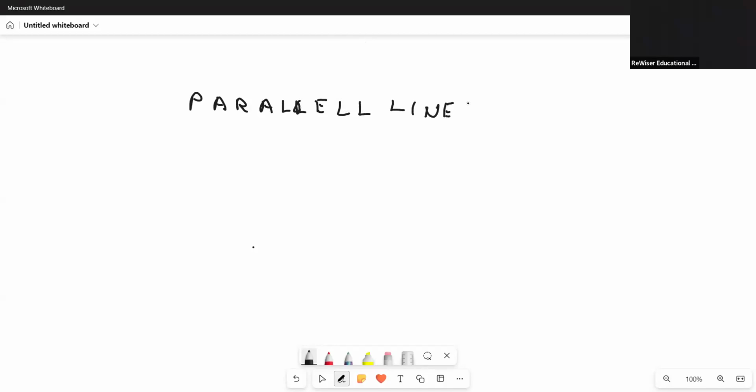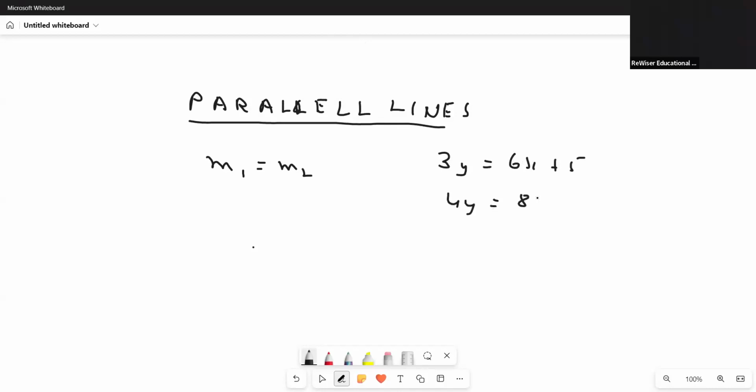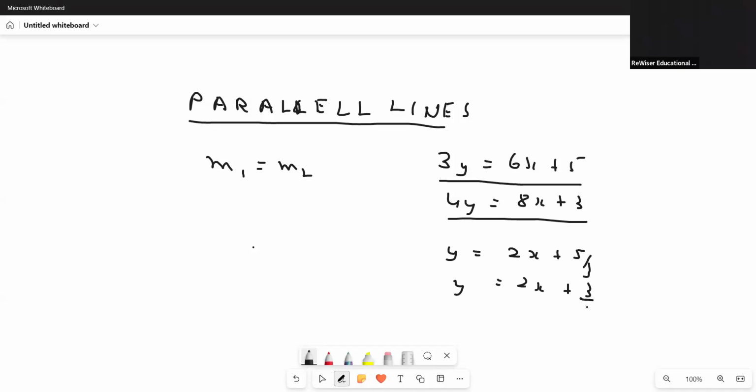So, if I talk about parallel lines, the most important part is that the slope of the two lines has to be the same. That literally means if I ask you whether the line 3y = 6x + 5 and the line 4y = 8x + 3 are parallel, you have to make y the subject. The first line becomes y = 2x + 5/3. The second line becomes y = 2x + 3/4.